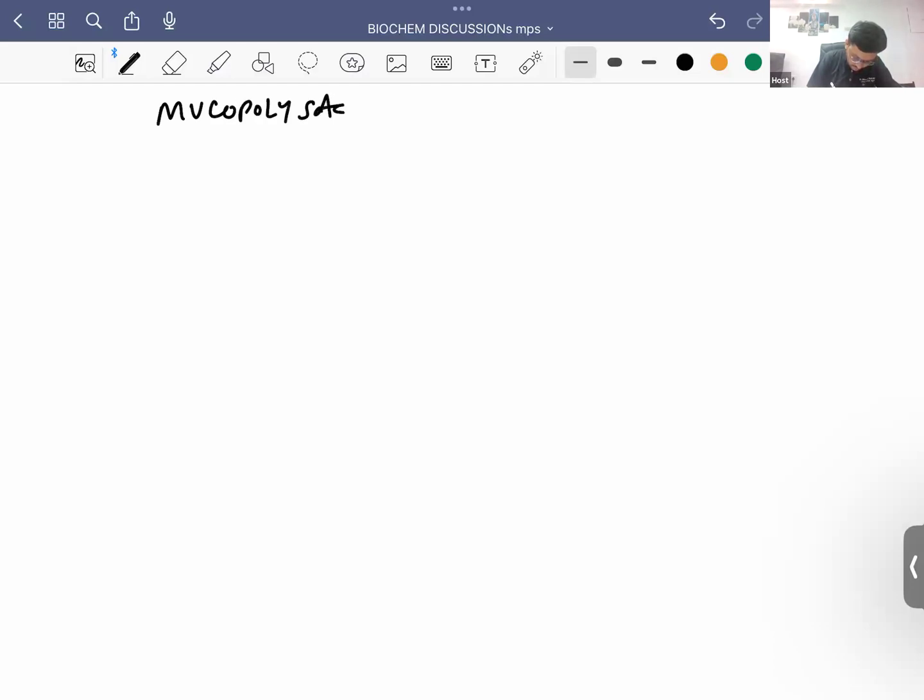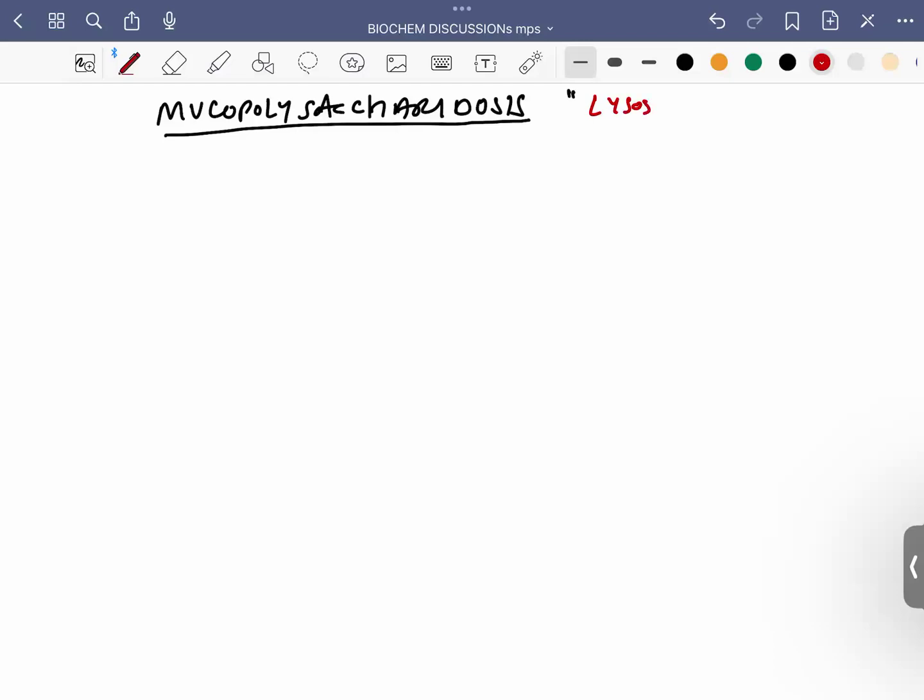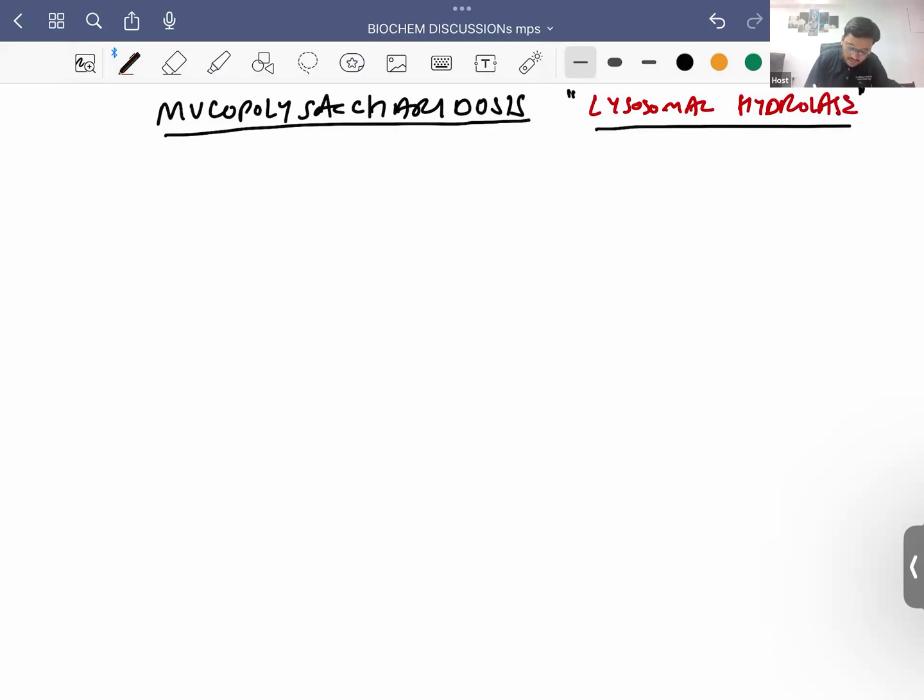So, when we talk about mucopolysaccharidosis, these are a group of conditions which are all caused by accumulation of mucopolysaccharides. We all know it is due to defective enzymes. Which enzymes are defective? The group of enzymes that are defective is, as I just told you, lysosomal hydrolase. But lysosomal hydrolase is not the name of a single enzyme. It has multiple types of enzymes which fall under this group.